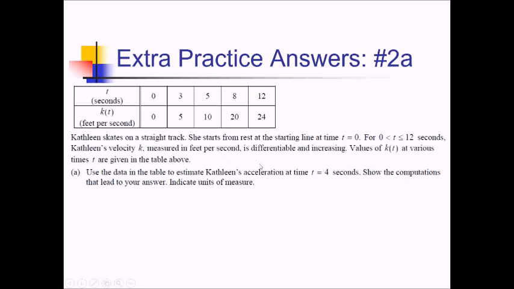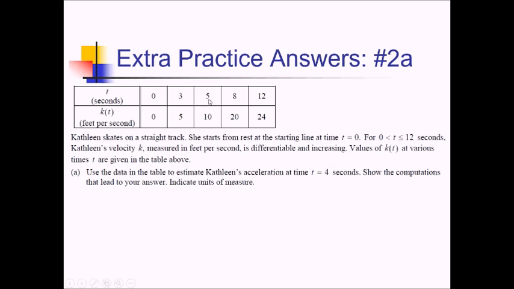Okay, so acceleration is going to be the rate of change of velocity. So if we want to estimate the acceleration, we can't get the instantaneous acceleration, but we can at least get the average acceleration, the average rate of change of velocity. So we're just going to get the average rate of change of k on some interval that contains 4. So probably the best interval to use is the interval from 3 to 5. That's the smallest interval containing time 4. So let me just do AROC on 3 to 5.